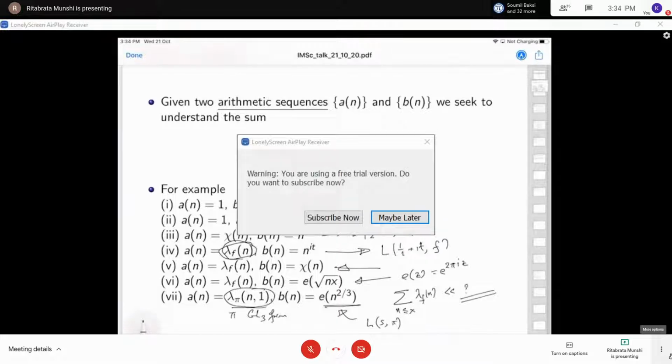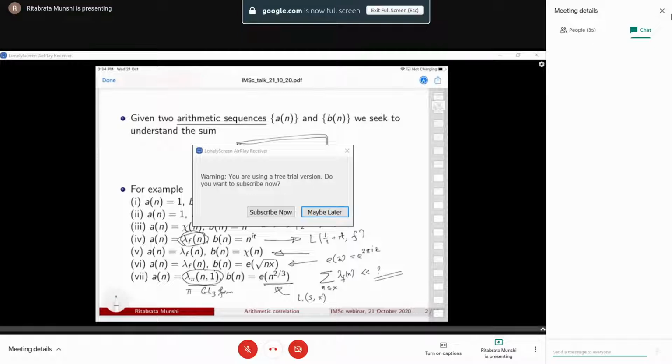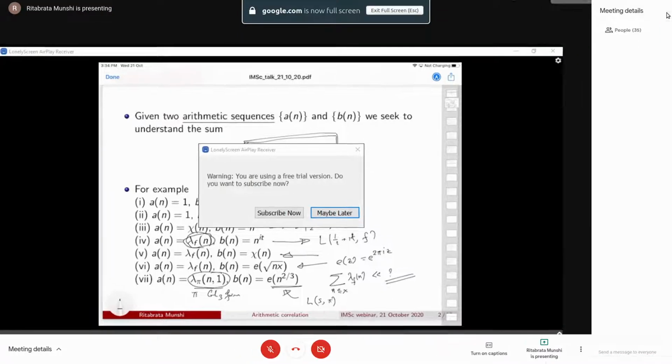Such sums are common in analytic number theory, and they appear in many places, like in the subconvexity problem, or if you are interested in Dirichlet divisor type problems, or if you are interested in, say, critical zeros, something like that.